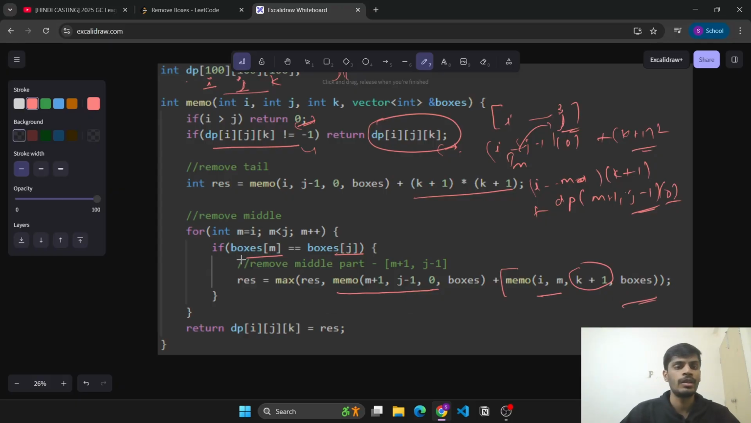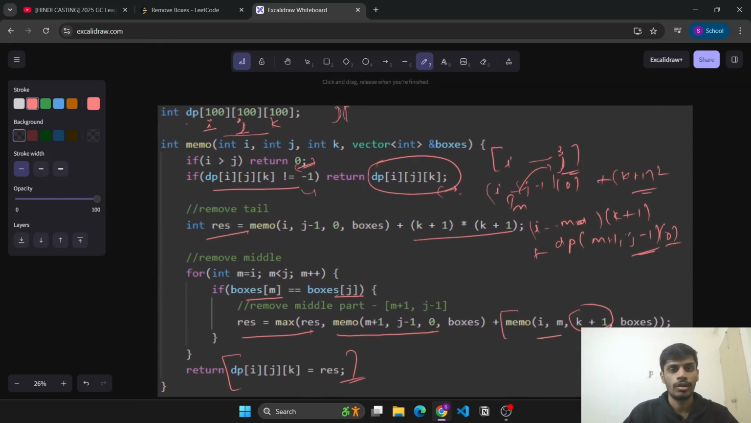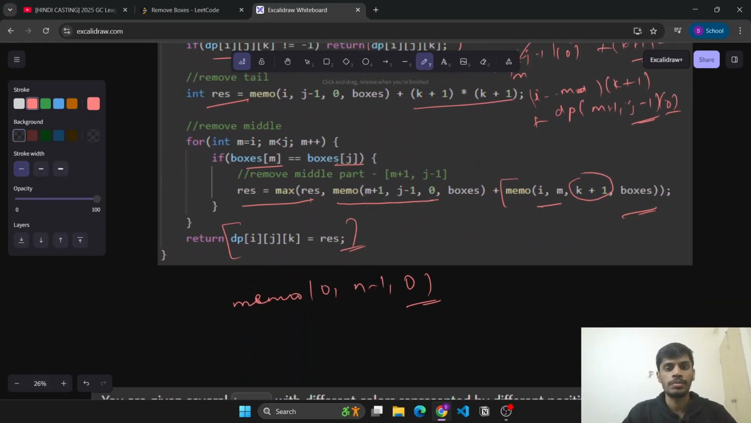And finally we'll maximize the result for the current state and update the dp result. And in the main function, we'll call the memo function with 0 till n minus 1, with initially 0 boxes on the right. So this is the approach for this problem.